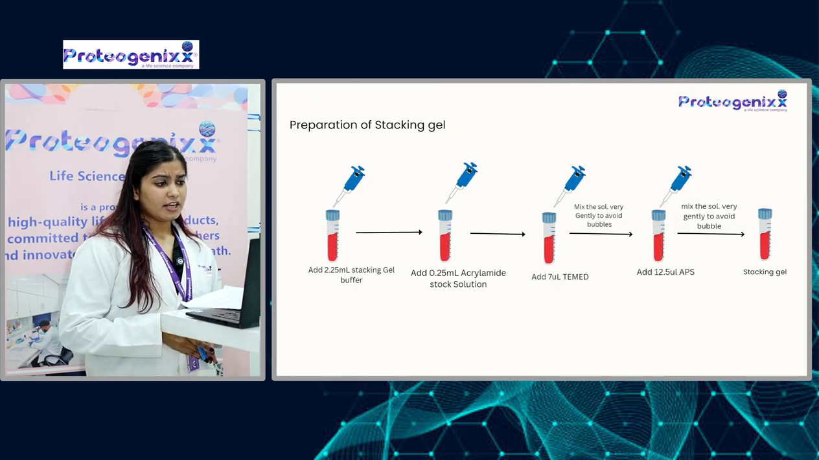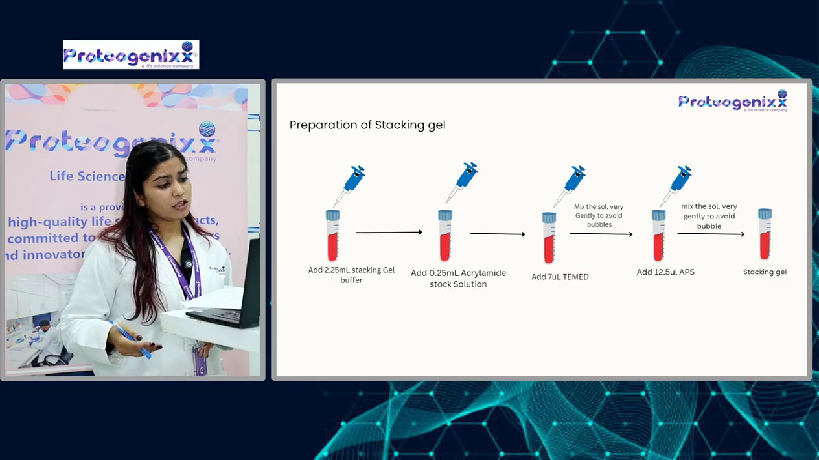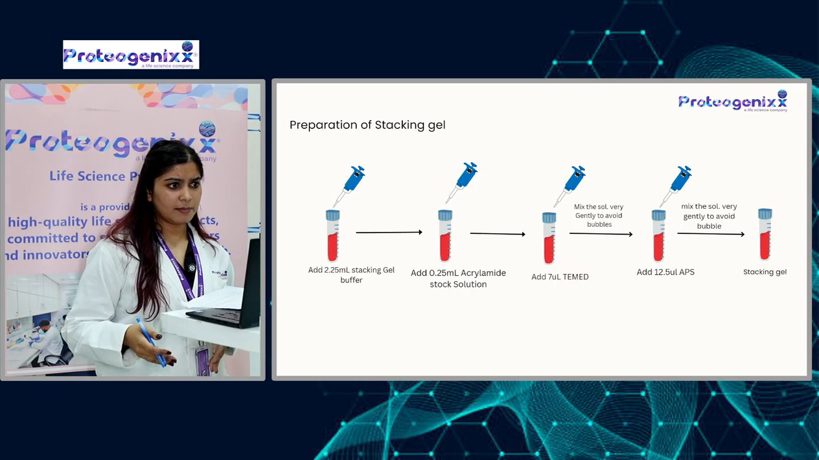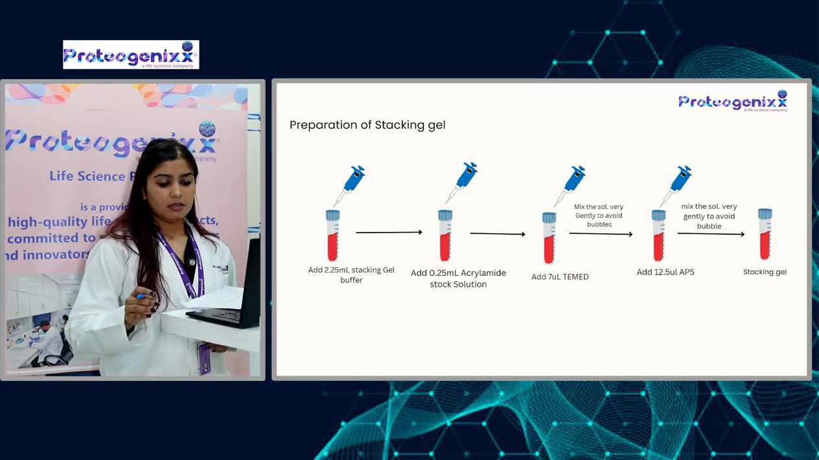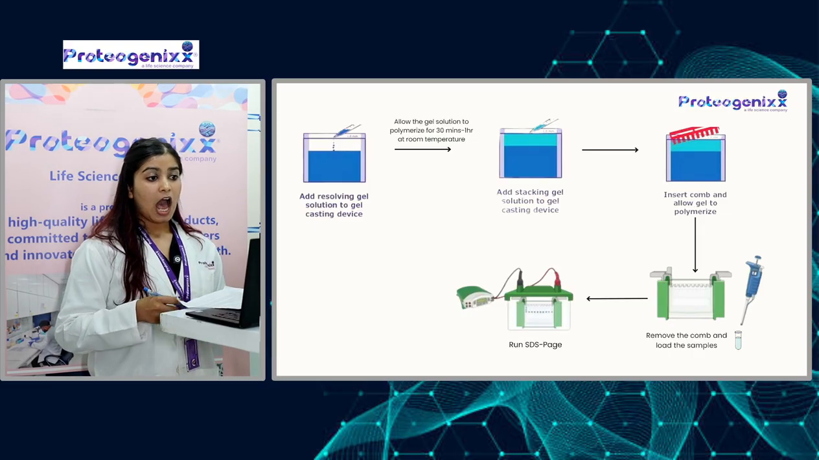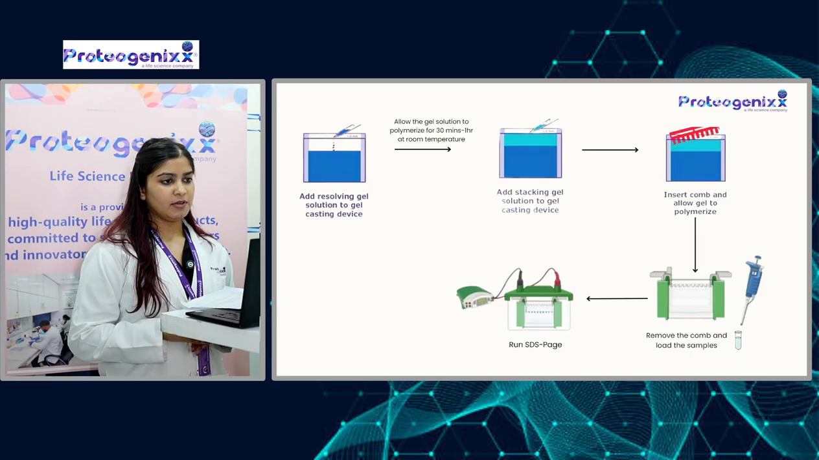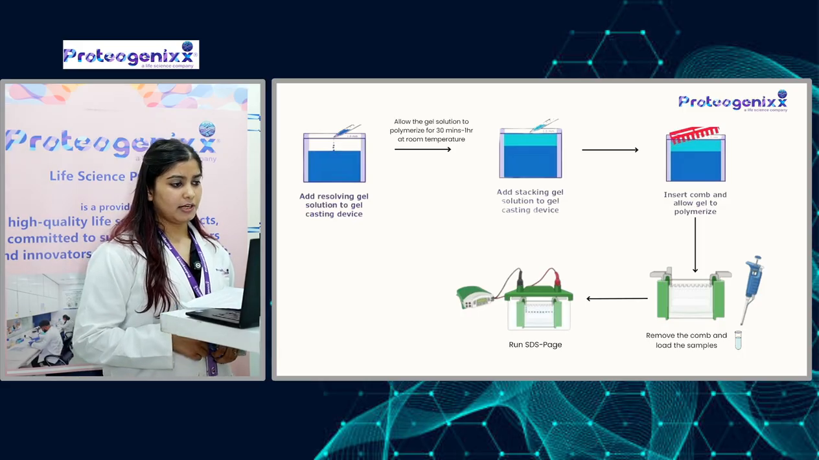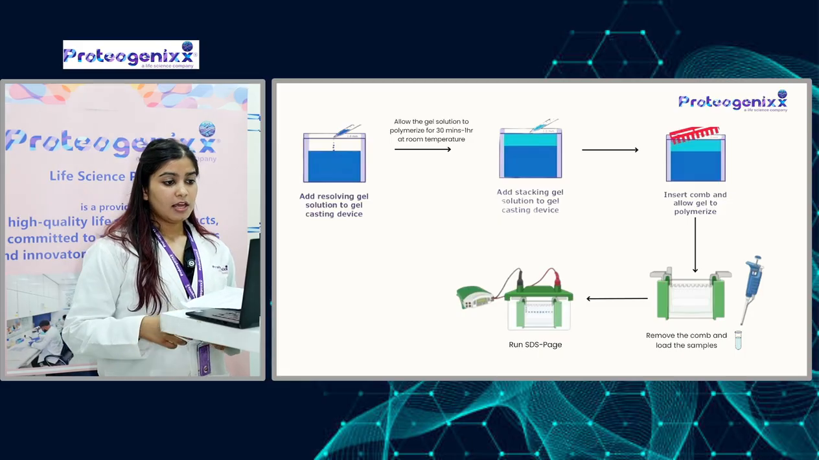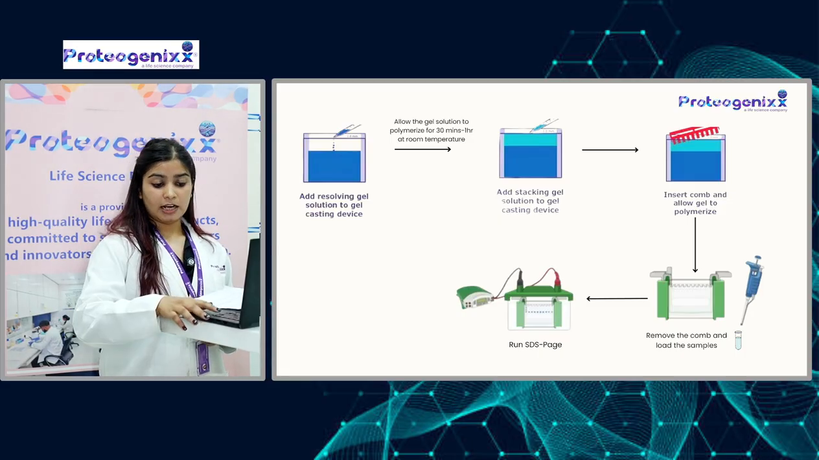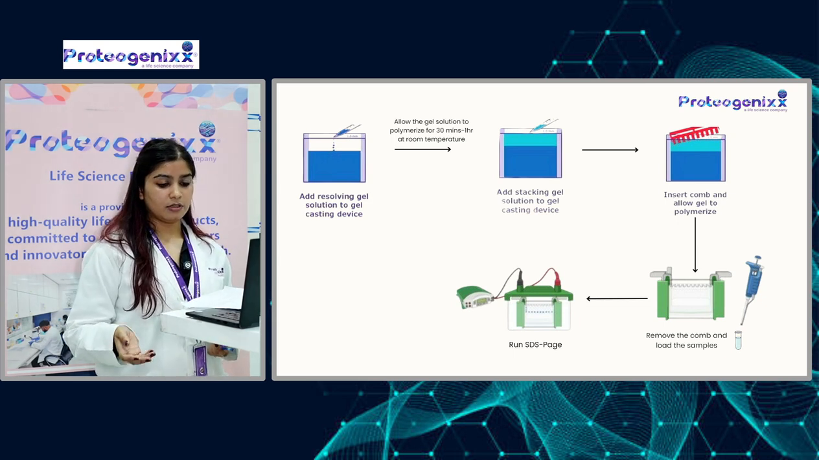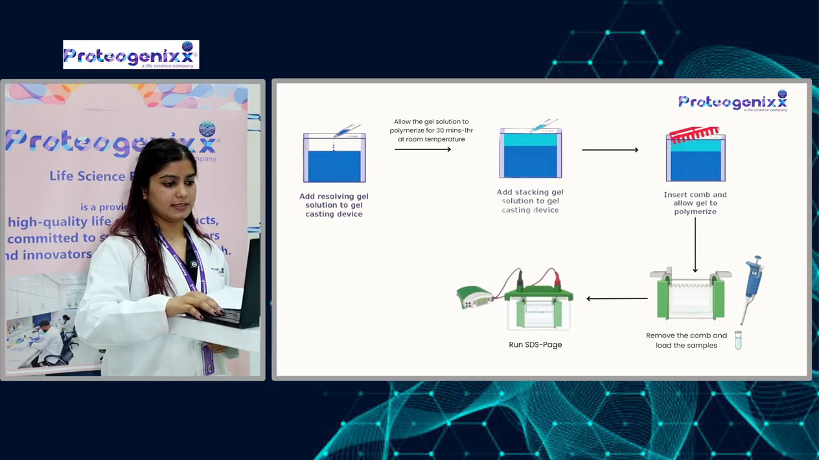Now the preparation of the stacking gel and the further process is similar to the conventional method. For the stacking gel, we add the stacking gel buffer, acrylamide solution, TEMED and APS, and then mix it while avoiding any bubbles. After the separating gel has polymerized, carefully add the stacking gel and insert the comb. Then we allow it to polymerize for at least 30 minutes to 1 hour, and after it has polymerized, we remove the comb, load the sample, and run the SDS-PAGE.